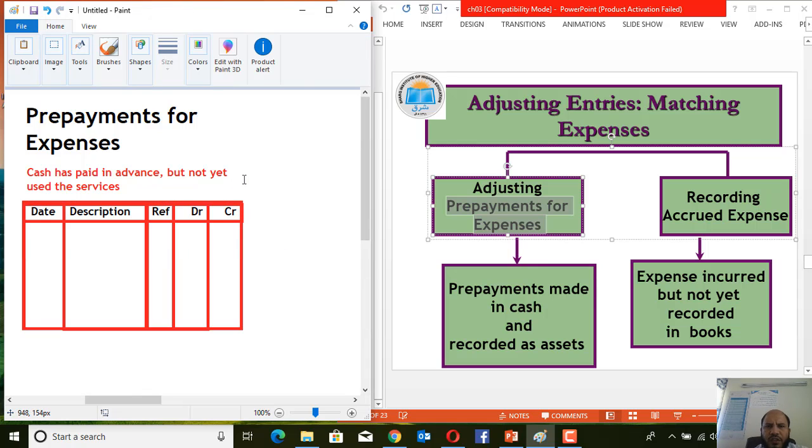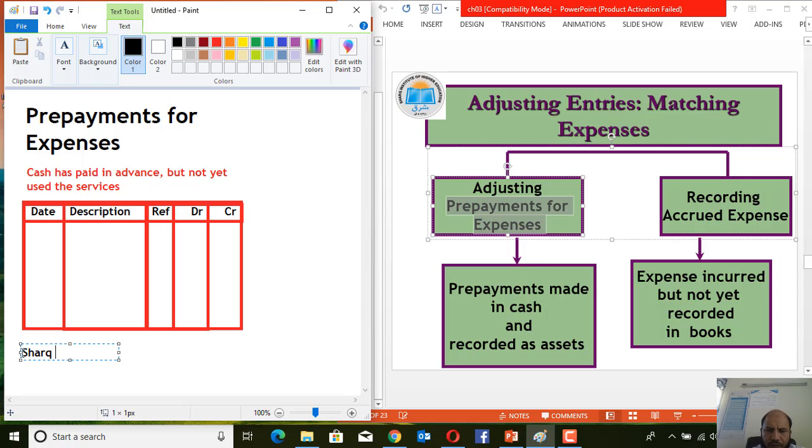Now let's have an example for it, like for example prepayment for expenses. So consider that Sharq paid 6 months rent in advance, $18,000. Consider this is the prepayment. We paid the rent in advance.